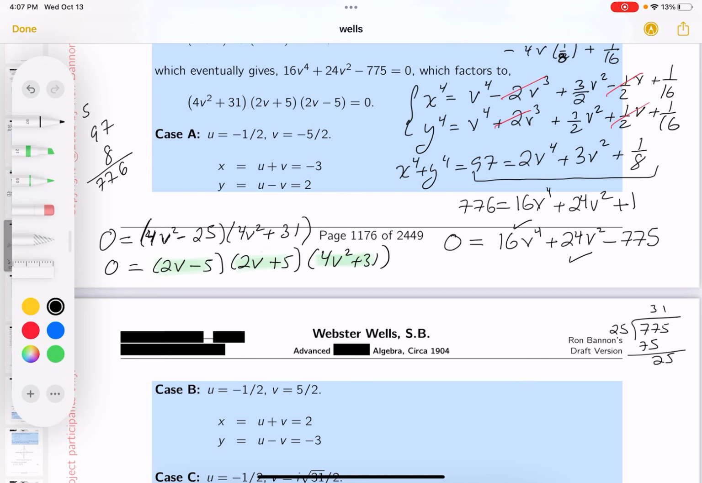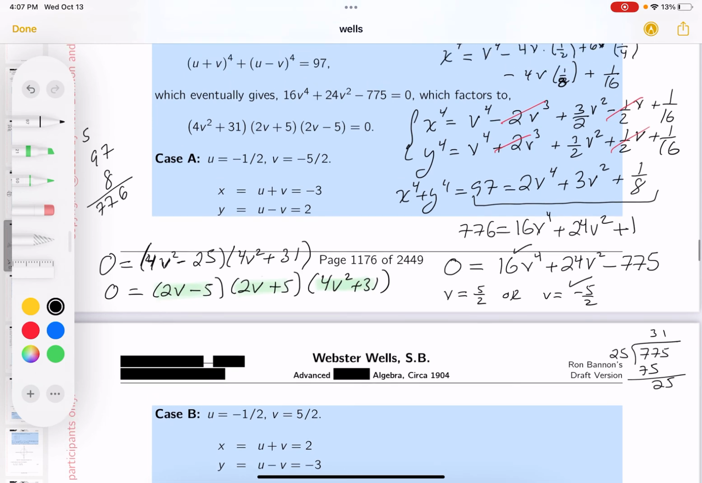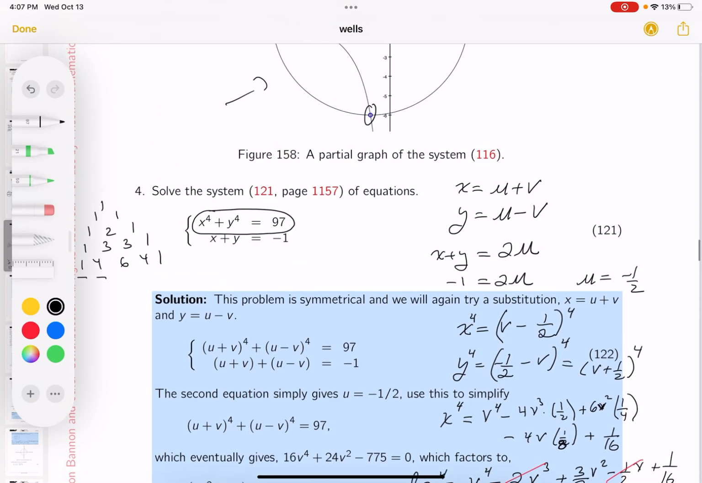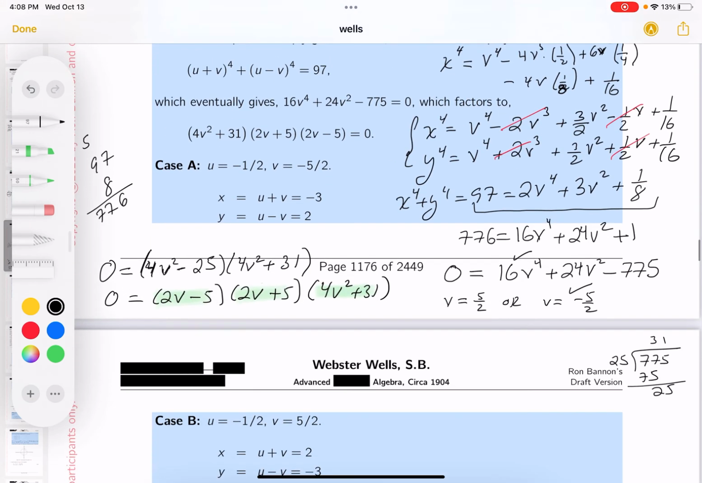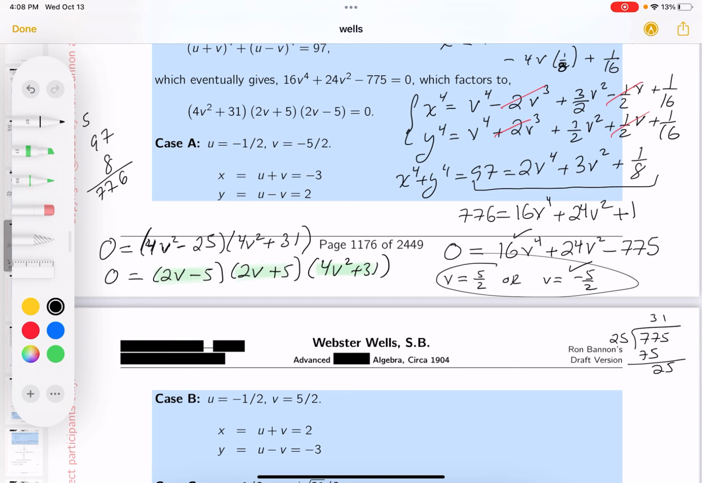I'll write this down for you. The V could be, let's see, 5/2, or the V could be minus 5/2. Now, by the way, part of this is just understanding that we got something over here. And I know the U is minus 1/2. And now the V can be plus or minus 5/2. We got that right over here.